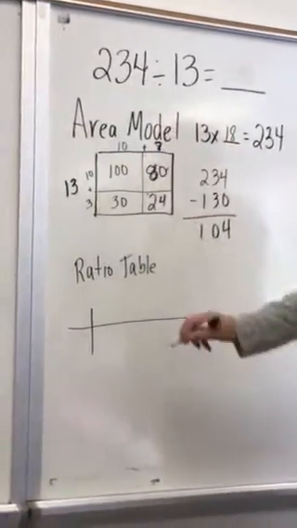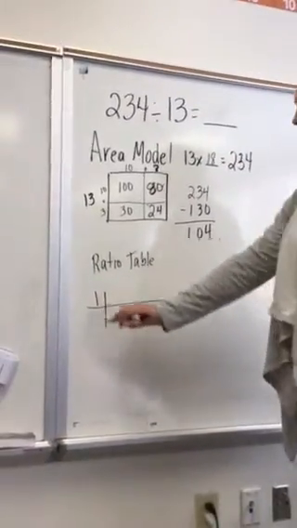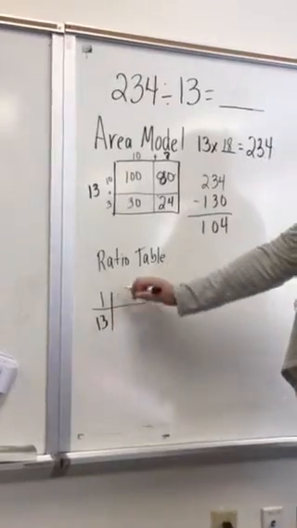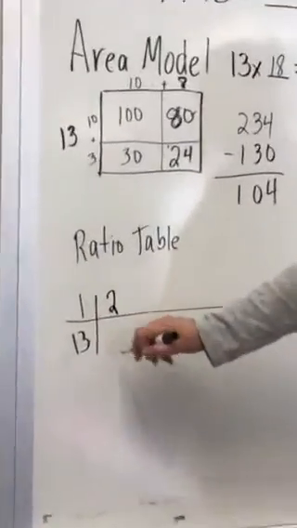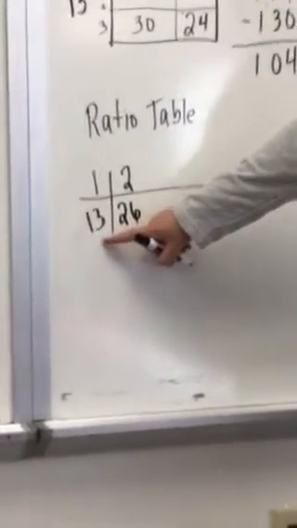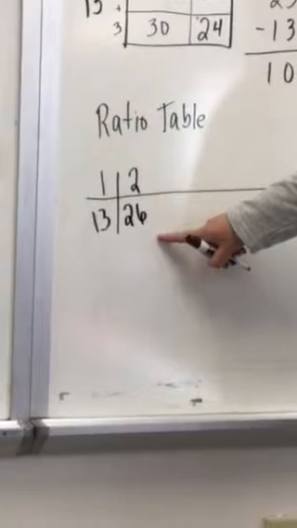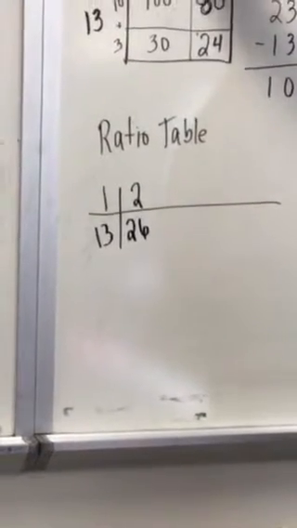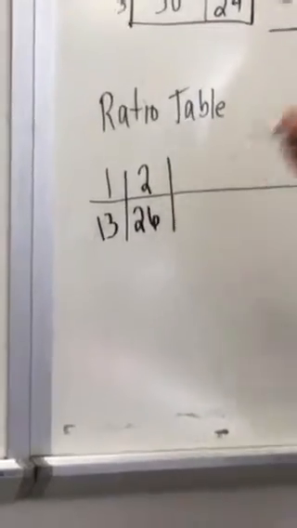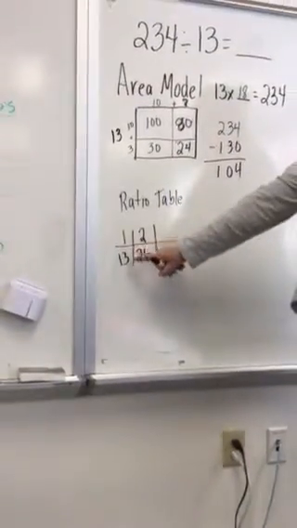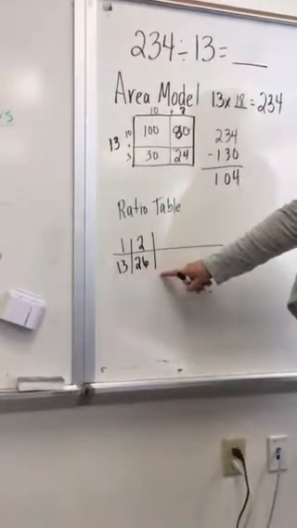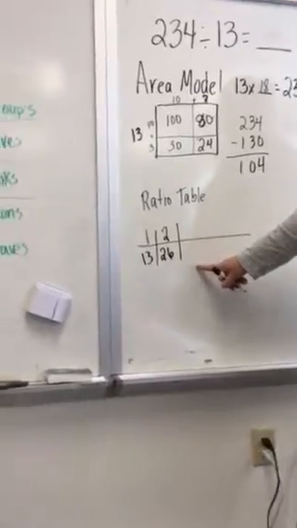So we're going to start and say if I had one group of 13, I would have 13 items. If I had two groups of 13, I would have 26. We are trying to get the bottom row of our ratio table as close to 234 as we can. I'm going to think about friendly numbers that I can calculate, as if I just kept going up by 1, it's going to take me a long time to get to 234.